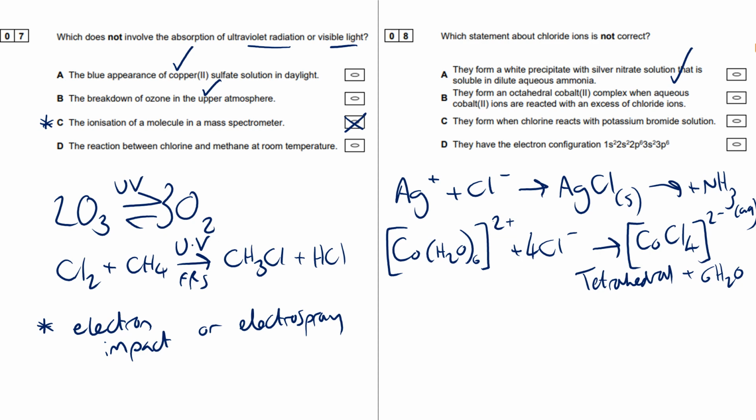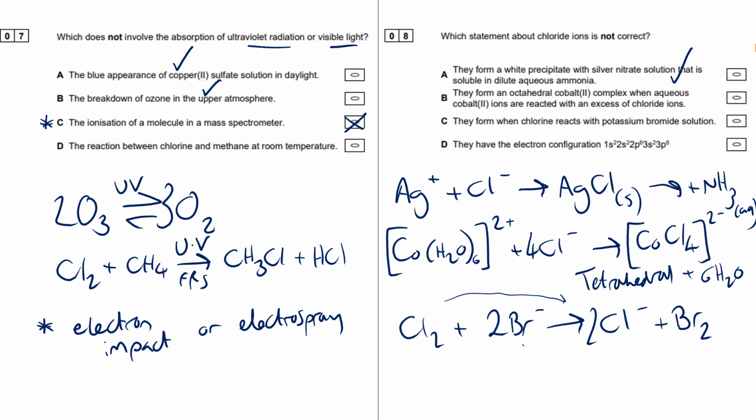Statement C, when chlorine reacts with potassium bromide or bromide ions, chloride ions are formed. That is a correct statement. Chlorine is easily reduced, so it easily gains electrons, or it causes the bromide to be oxidized. Chlorine is a stronger oxidizing agent than bromine, so therefore this reaction will occur. Statement C is correct.